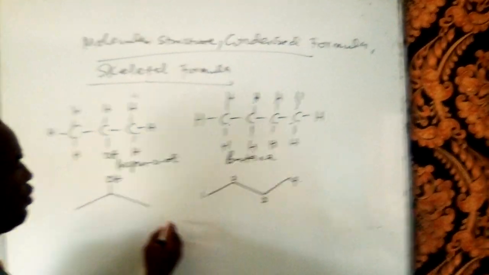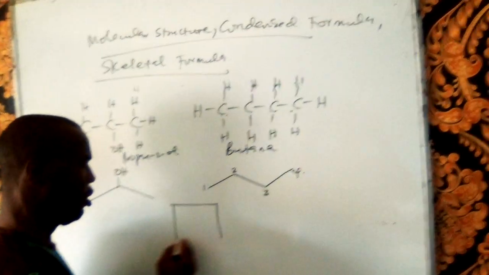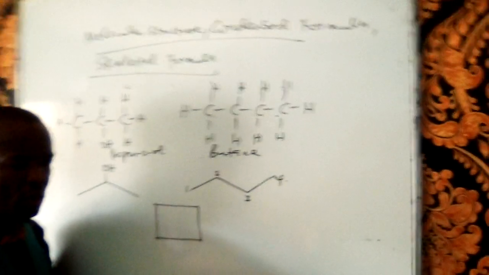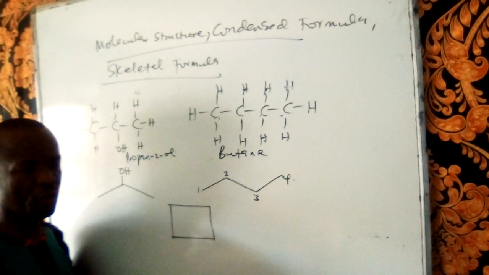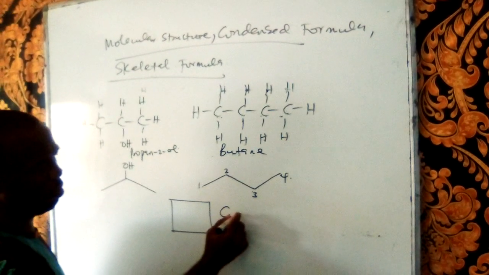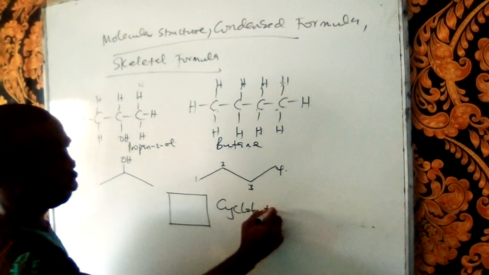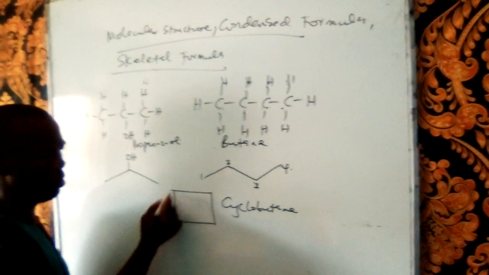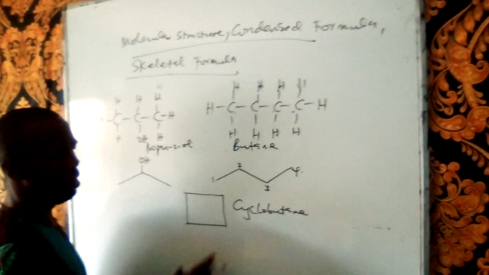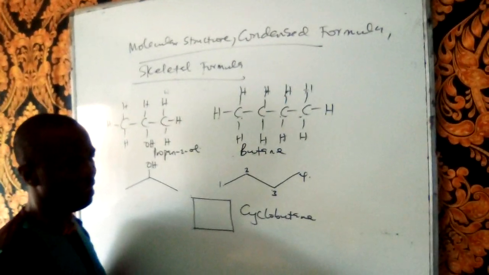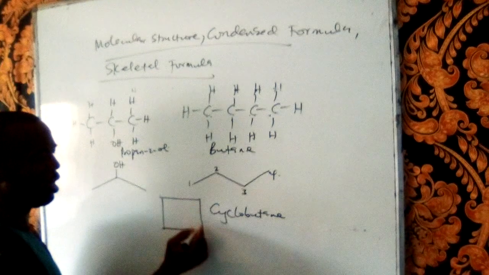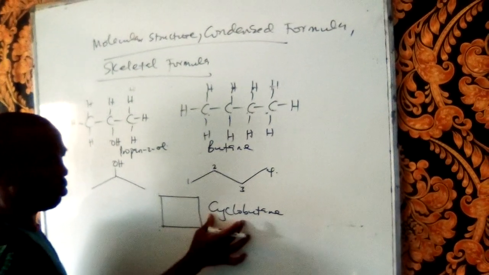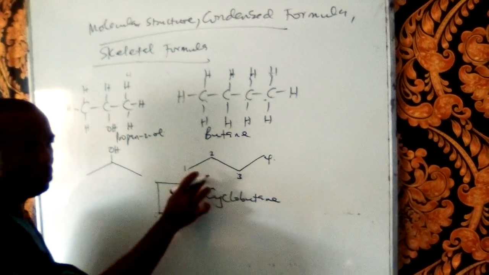Just like when you have this in chemistry and you ask which compound is this? This is a similar structure, it's not a rectangle. This is called cyclobutane, because you know that butane is an alkane. Alkanes are known by having single bonds. So this is called cyclobutane. It is an alkane that has 4 carbon atoms, but cyclo because it's in cyclic form.